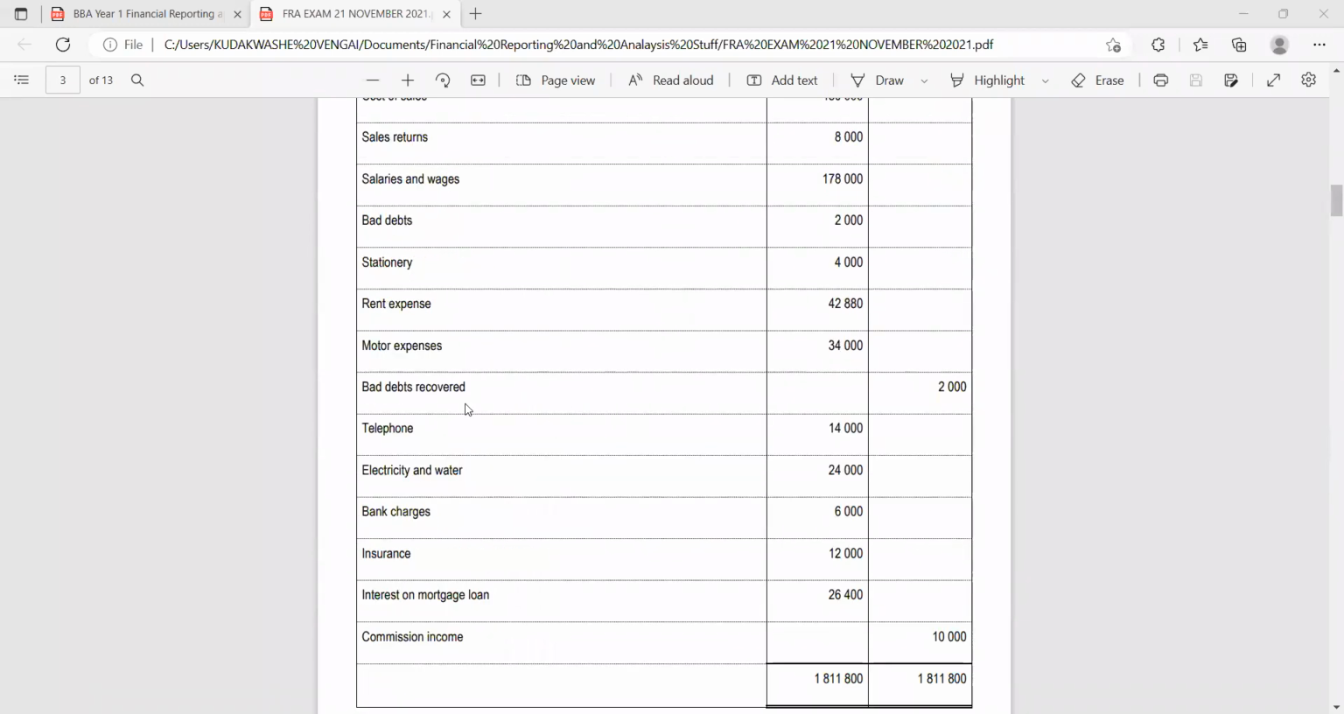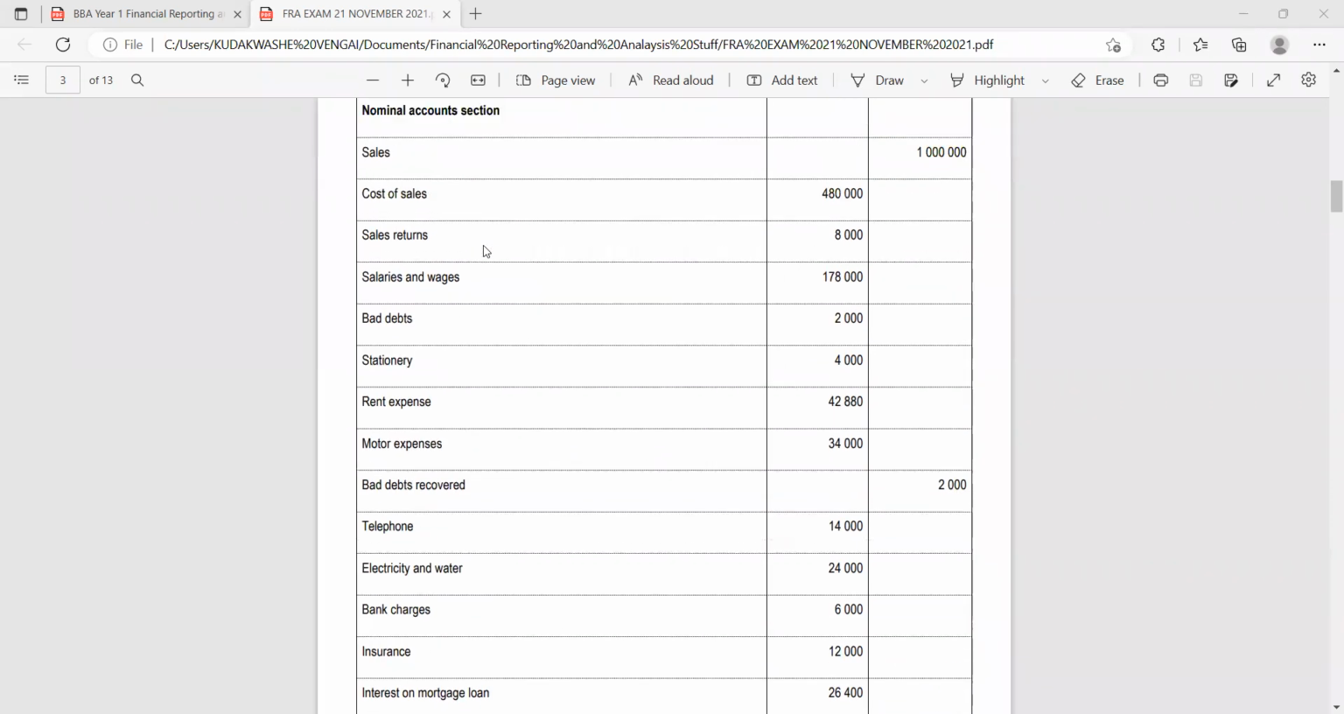Do you see this? It says motor expenses, rent expense, stationery, bad debts, salaries and wages and whatnot. So these are examples of assets, liabilities, incomes, and expenses. You need to know, if I am looking at something called bad debts, does it go under current assets, non-current assets? Does it go under liabilities? Does it go under income? Does it go under expenses? So that you can properly put it when you are preparing your financial statements at the end of the day.